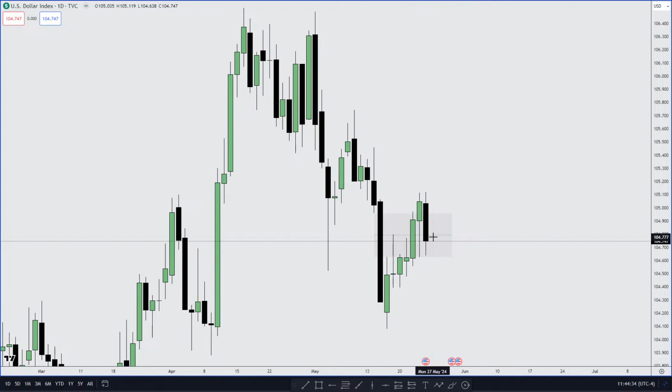Therefore, since I'm anticipating the dollar to trade higher, naturally I would expect the indices to trade lower. Dow Jones has proven that. So I'm going to wait for ES and NQ to follow through.